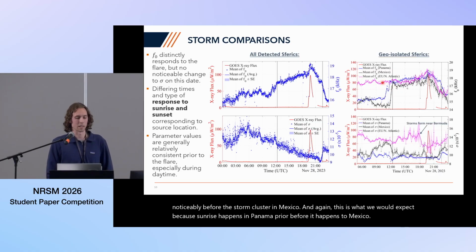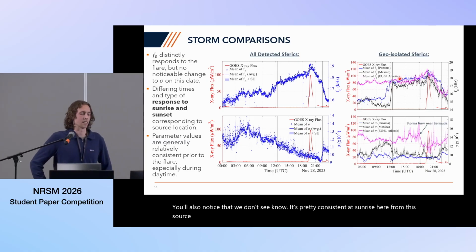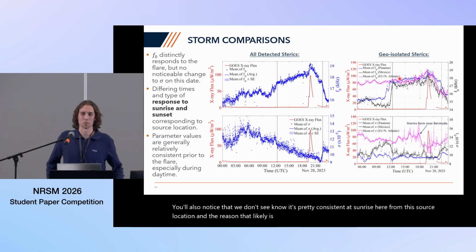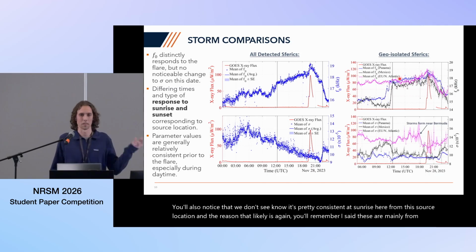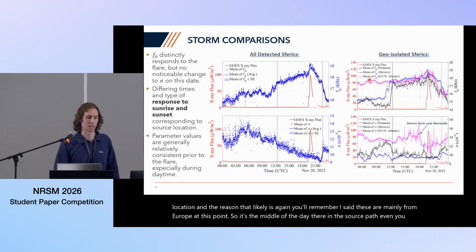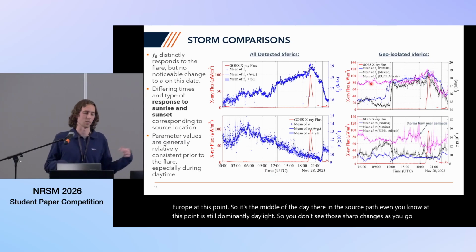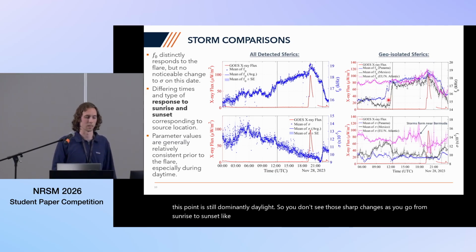You'll also notice that it's pretty consistent at sunrise here from this source location. And the reason that likely is, you'll remember I said these are mainly from Europe at this point, so it's the middle of the day there. And the source path, even at this point, is still dominantly daylight, so you don't see those sharp changes as you go from sunrise to sunset like you see with these spherics.